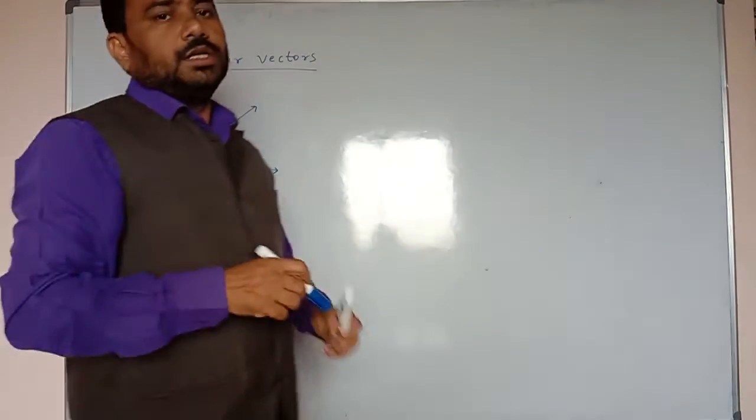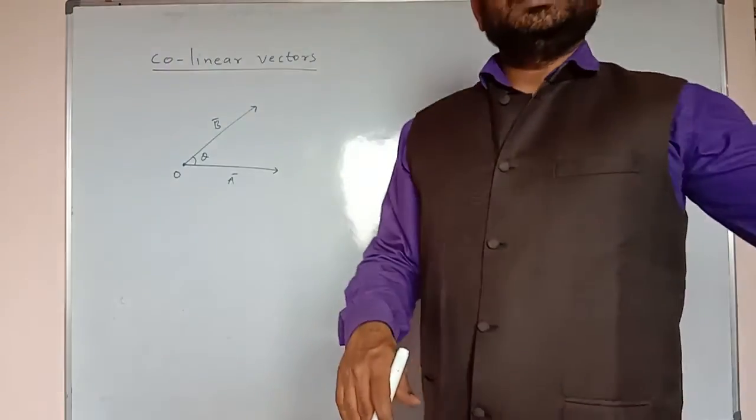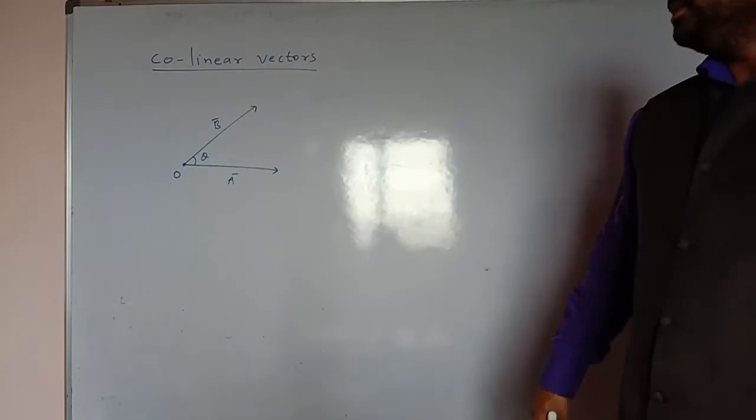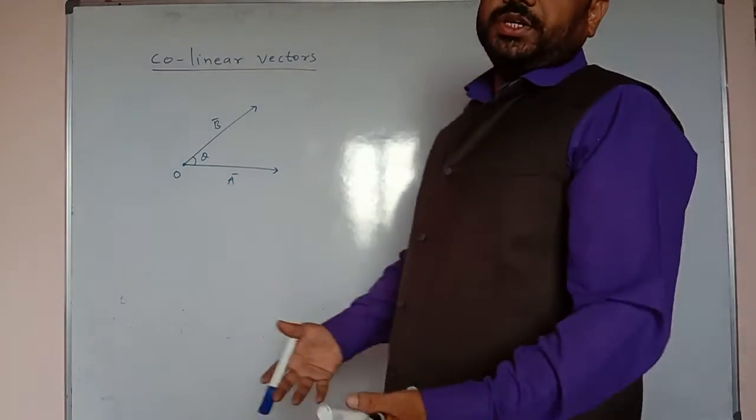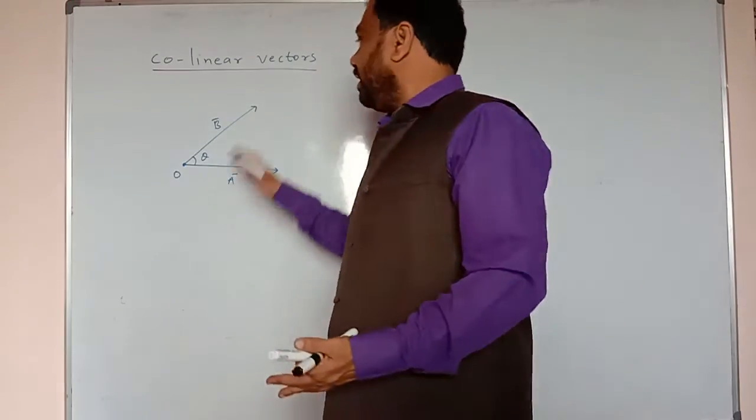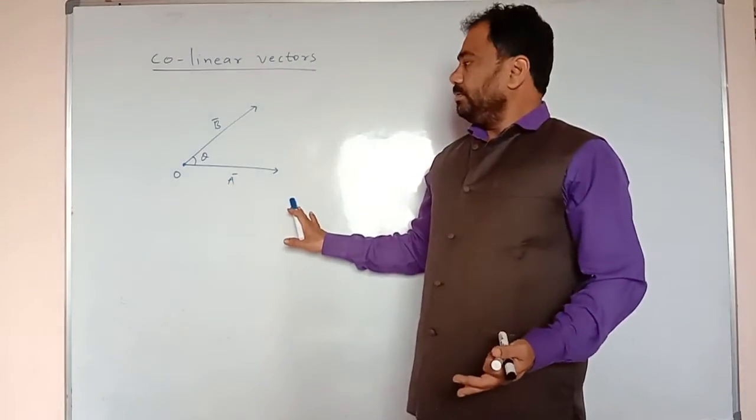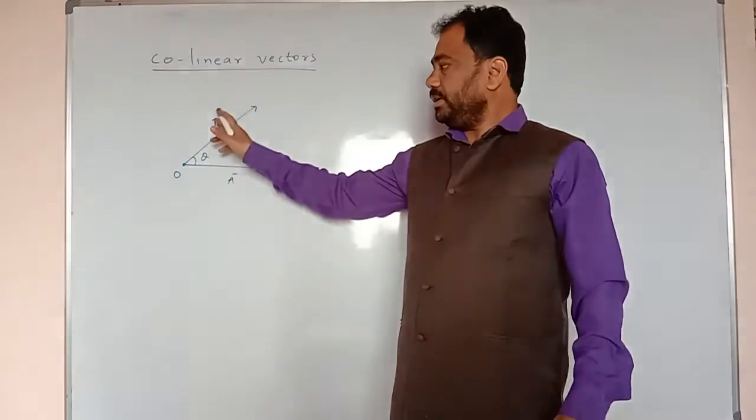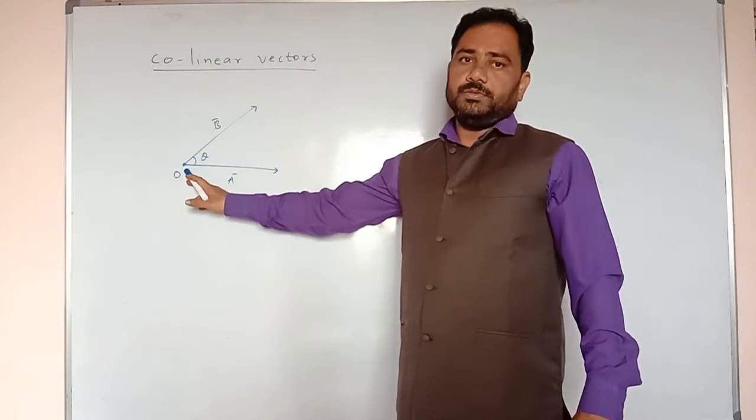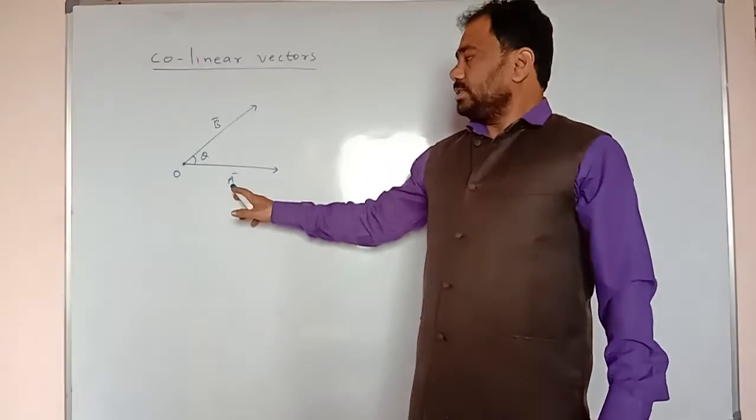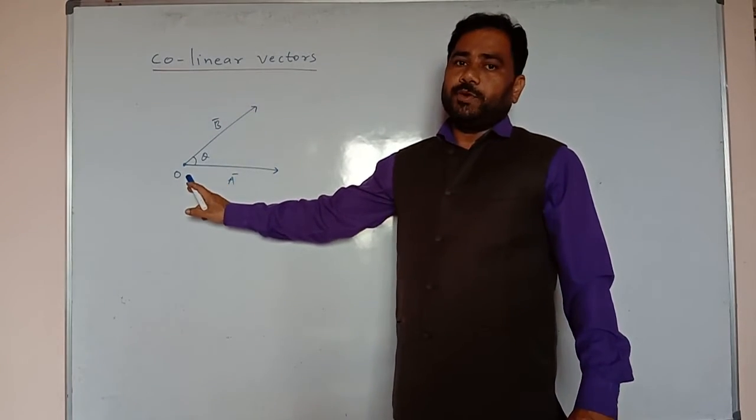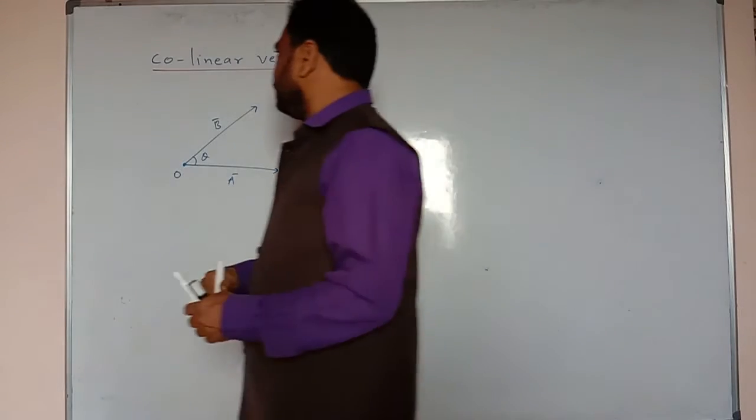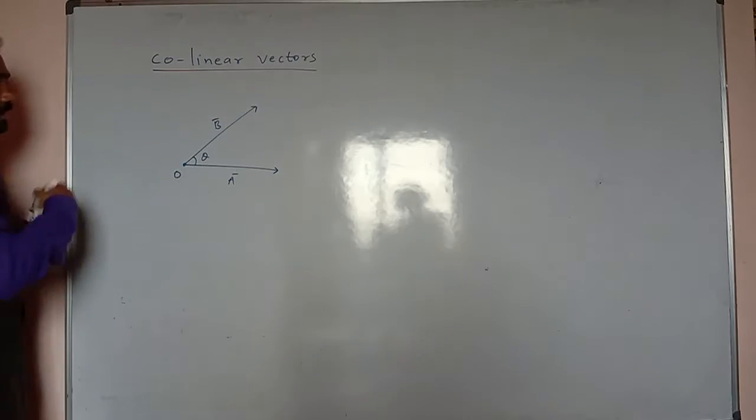These two vectors are called co-initial vectors. How are they co-initial vectors? Because vector A starts from point O, similarly vector B also starts from point O. Means they are starting at the same point, or equal points. So such vectors are called collinear vectors.